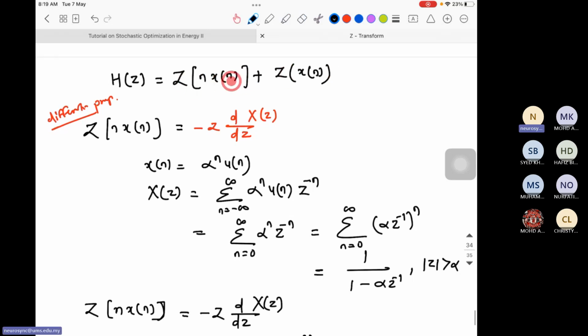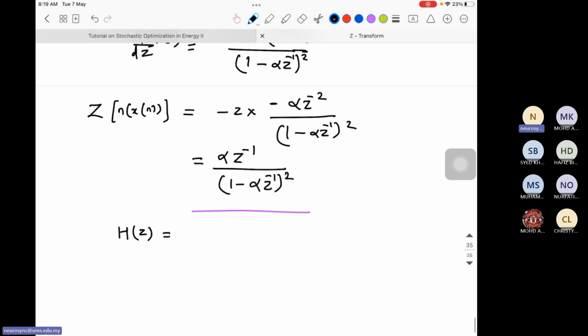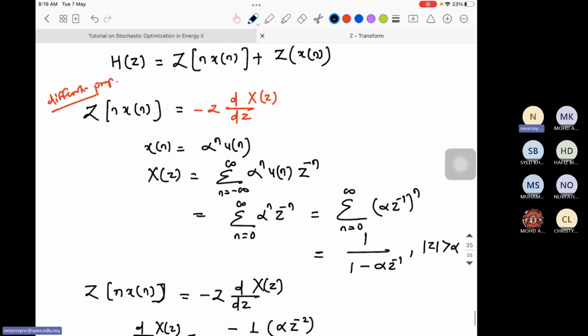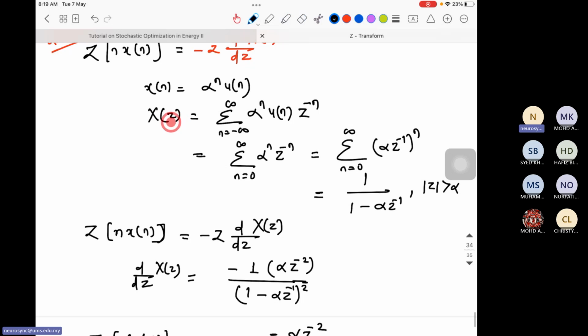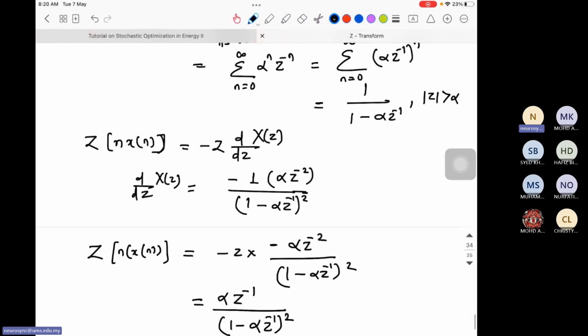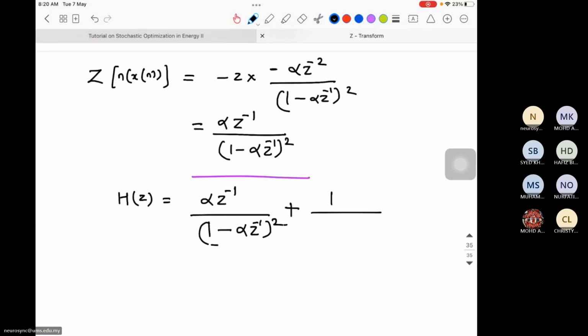So what is the z transform of this? Just now we have calculated, that is alpha z to the power minus 1 over 1 minus alpha z to the power minus 1 square, plus what is the z transform of this x of n, which is equal to x of z, which is 1 by 1 minus alpha z inverse. And the ROC for this is mod z greater than alpha.